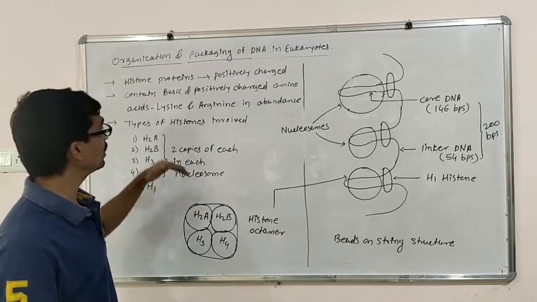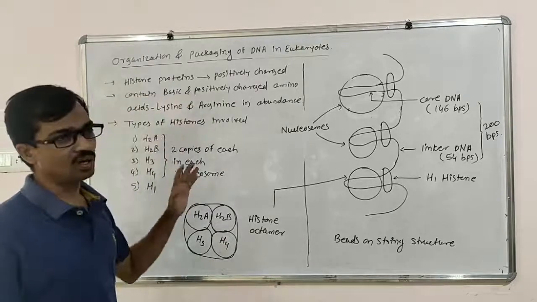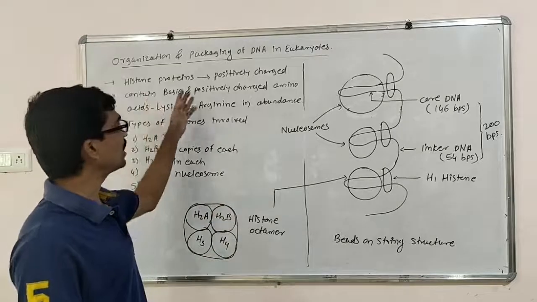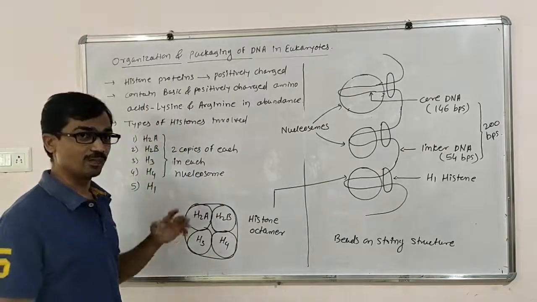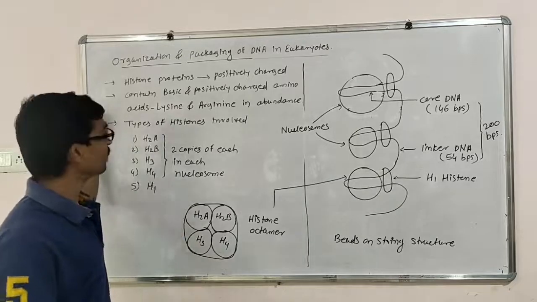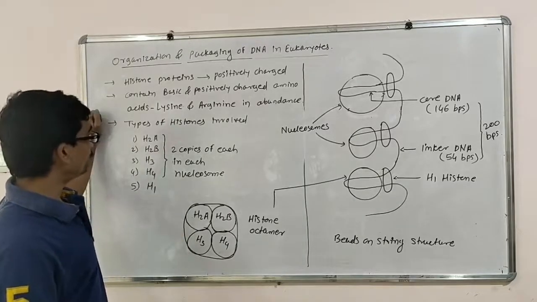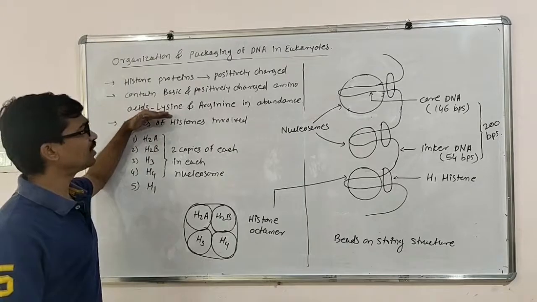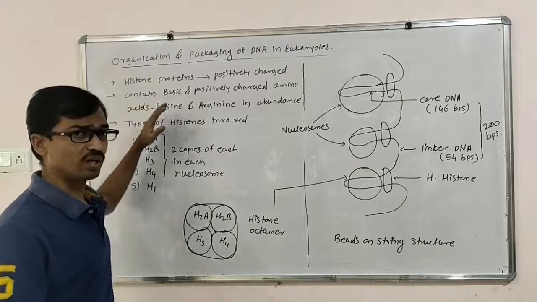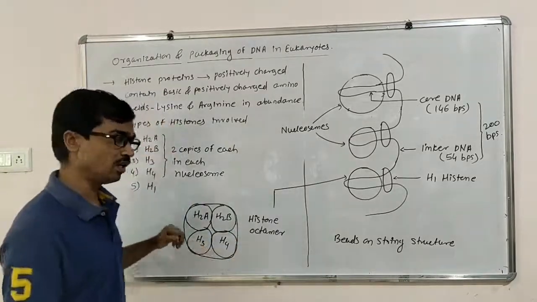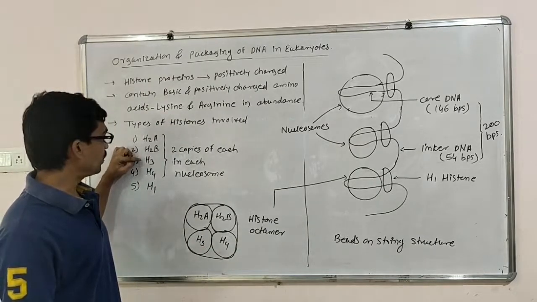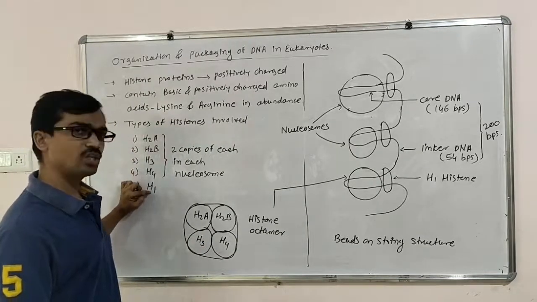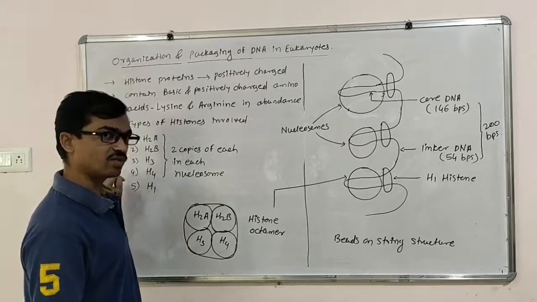And why are they positively charged? Because they contain a large number of basic and positively charged amino acids like lysine and arginine in their structure. So there are different types of positively charged histone proteins involved in the packaging of DNA. These are H2A, H2B, H3, H4 and H1 histones. 5 different types of histone proteins.